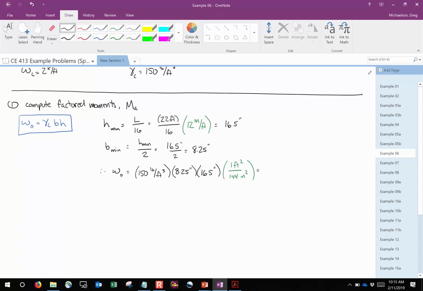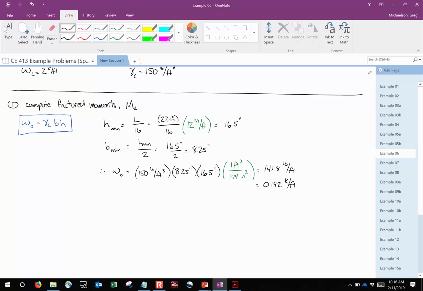So anybody got a value for me? 141.8. Do I have a second on that? All right. So that's 141.8 what? Pounds per foot. Okay. And so if we want to convert that to, let's say, kips per foot, that might be 0.14. We'll just say 142. Everybody okay with that? All right. So now we've got a self-weight and we've got the dead load and the live load.